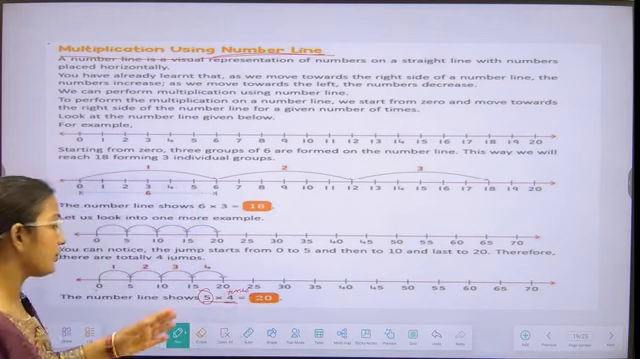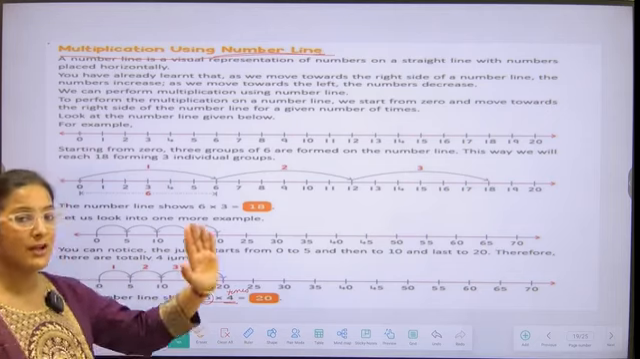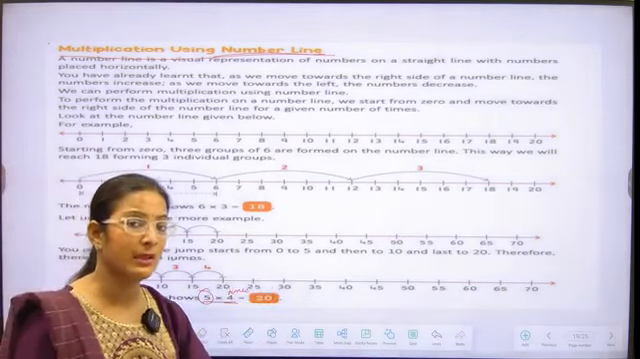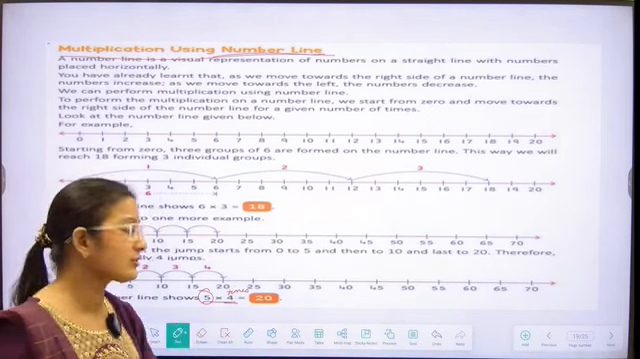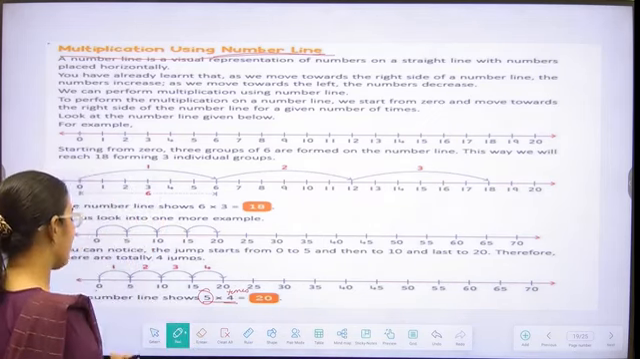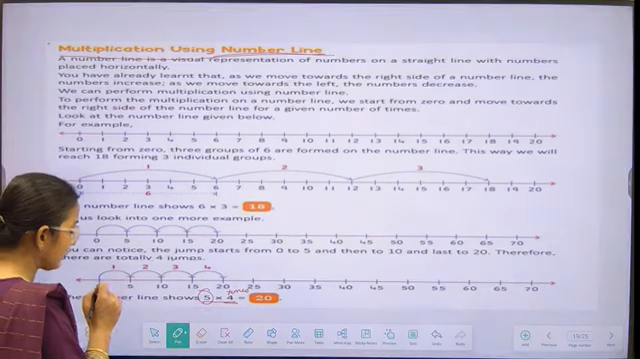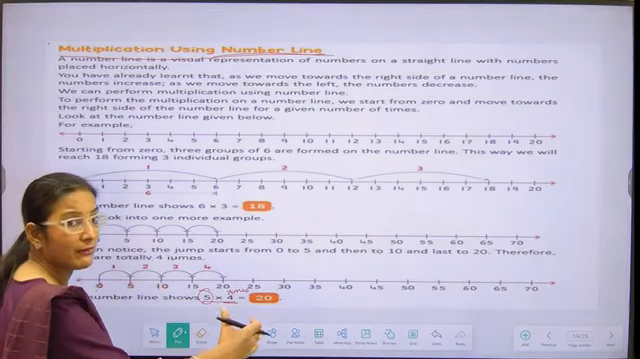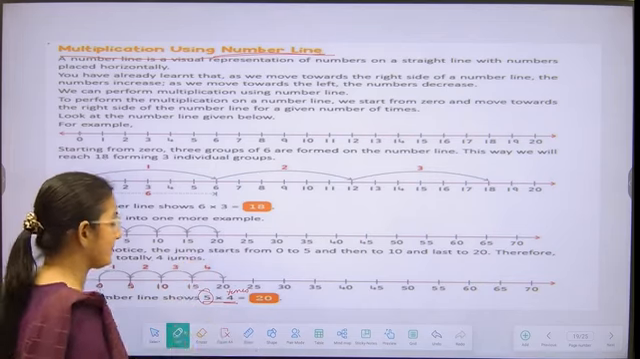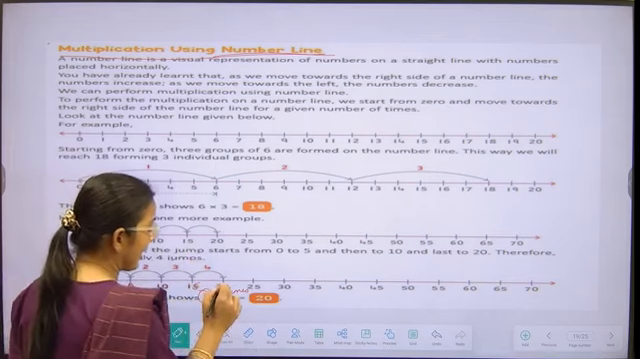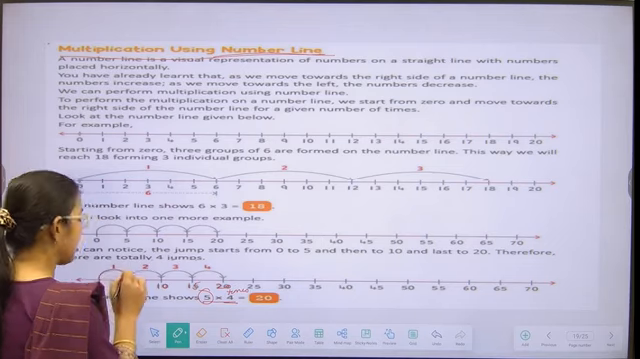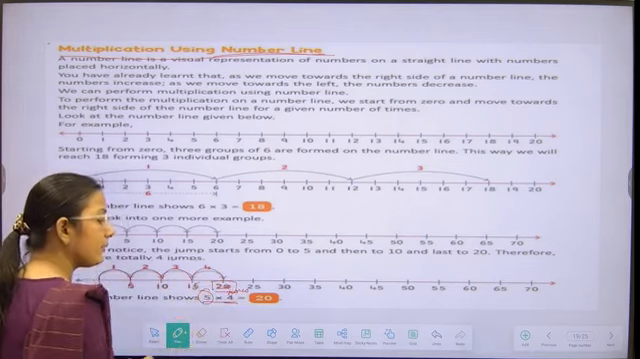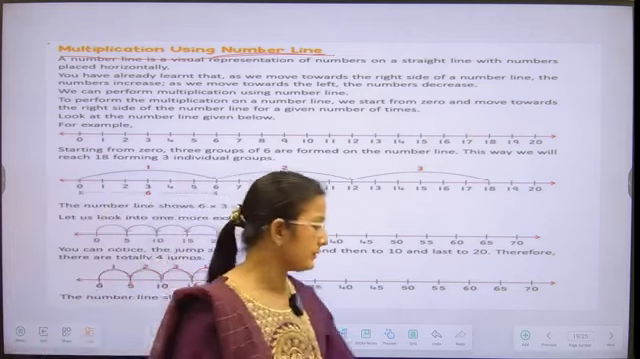So when we do the jump of 5 four times, we are getting the product, student. As we can see over here, first we write 0, then 5, then 10, the jumps of 5. How many times? 4 times. Then 15 and then 20. This is our first jump, second jump, third jump, fourth jump. So our product will be 20, student.